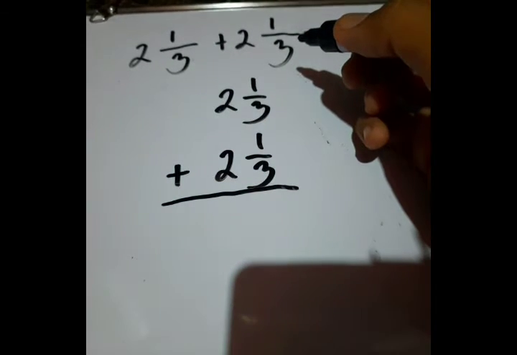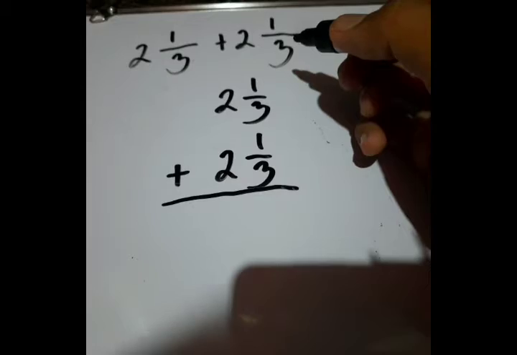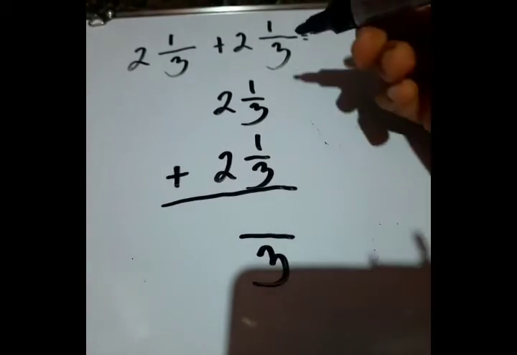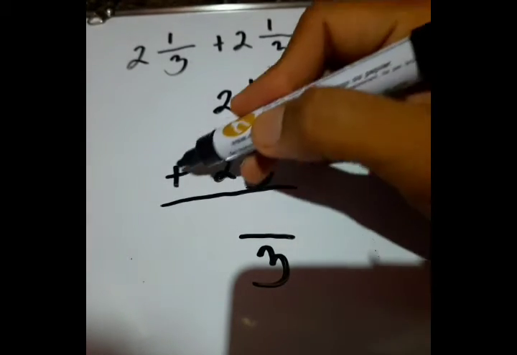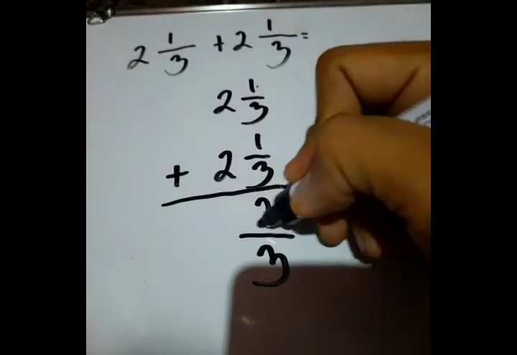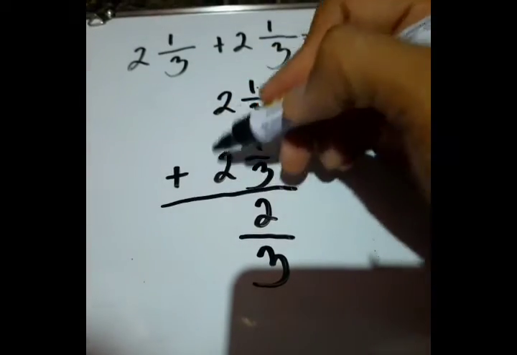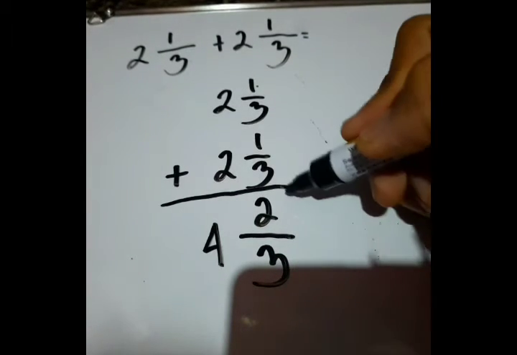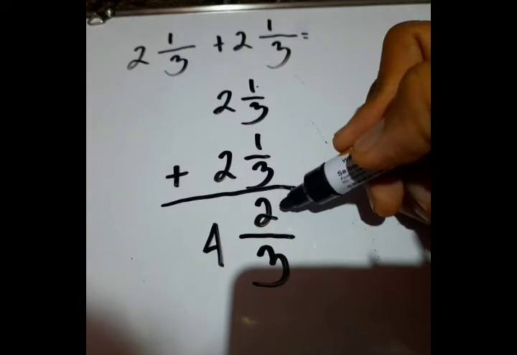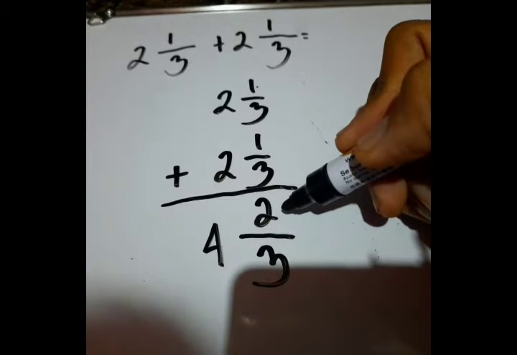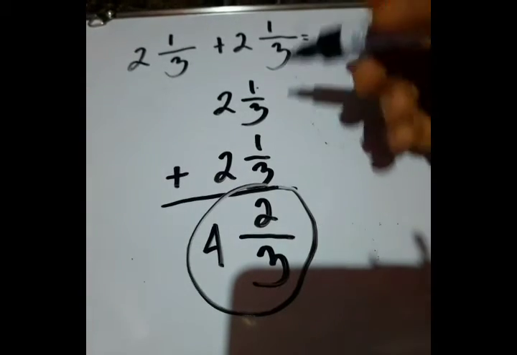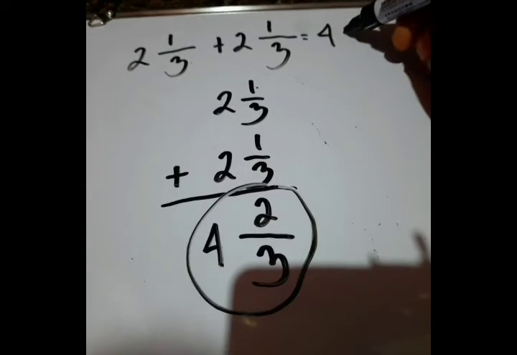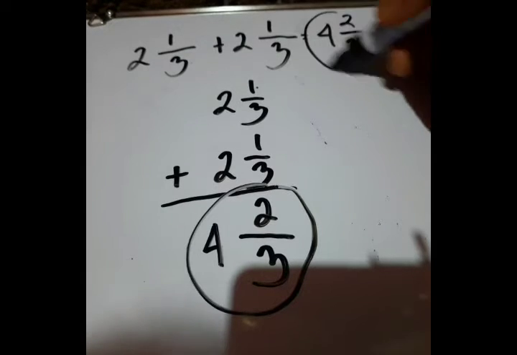So it's the same thing as adding similar fractions without whole numbers. We will just copy the denominator, which is 3, and then add the numerators. 1 plus 1 is equal to 2, and we have 2 plus 2 is equal to 4. My question is, can we simplify this one? No, because this is already the simplest form. So in other words, 2 and 1/3 plus 2 and 1/3 is equal to 4 and 2/3.